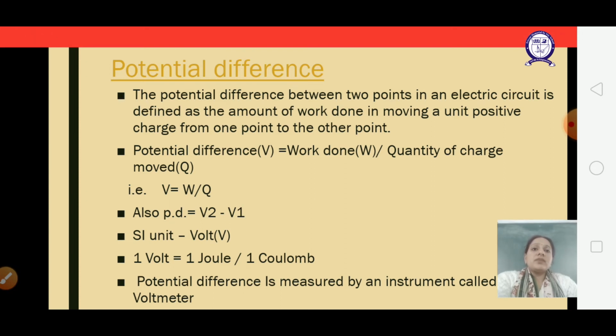Now, how can we measure this potential difference? We can measure this potential difference using an instrument known as a voltmeter. And a voltmeter is always connected in parallel because of its high resistance.